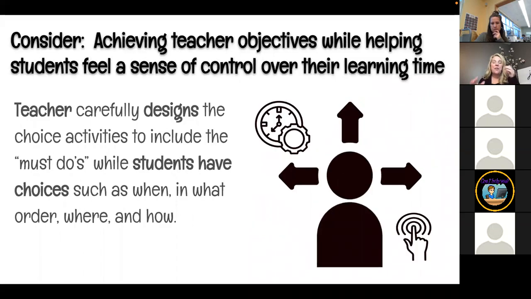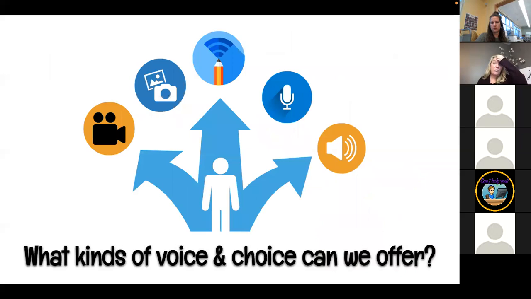So what teachers need to remember with voice and choice is that it's not about just letting kids choose whatever they want. It's about the teacher designing activities with the must-dos, and then finding ways to weave voice and choice into those must-dos. Maybe letting them choose their pace, or where they do something, or how they express themselves. Those are the things we want to think about. So what kinds of voice and choice can we offer?